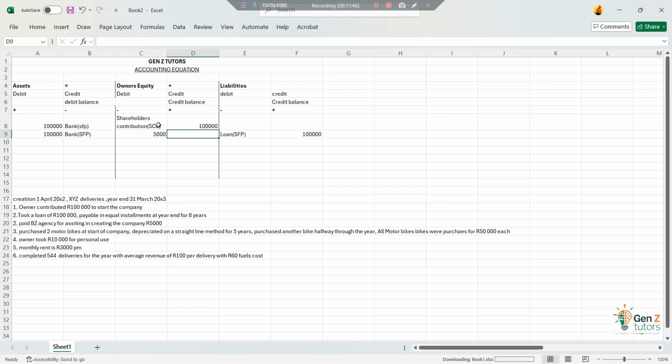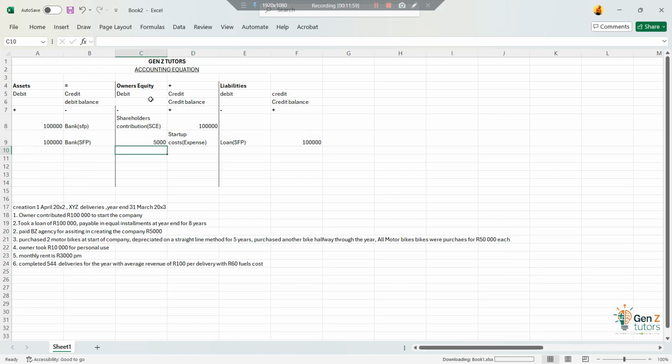So now we're gonna say startup cost, and then just include in brackets expense, just so that you remember that this is an expense.